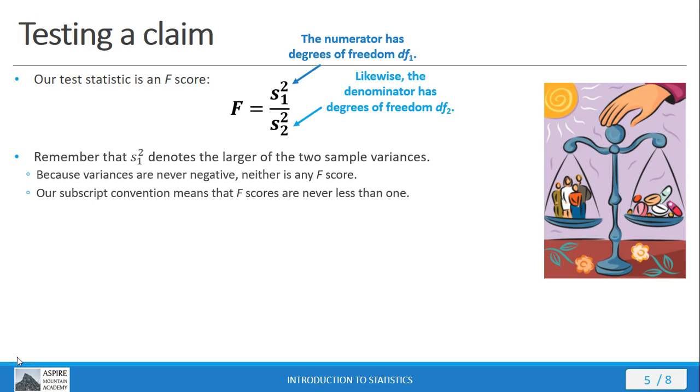So if you get an F-score that's less than 1, you know you did something wrong. And usually the thing you did wrong was you flip-flopped your samples. So you just got to turn your samples around, and that'll give you the right F-score.